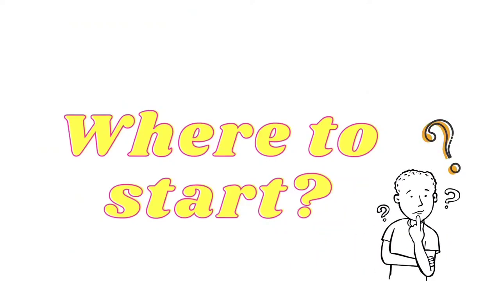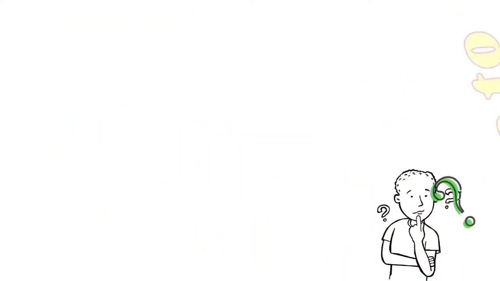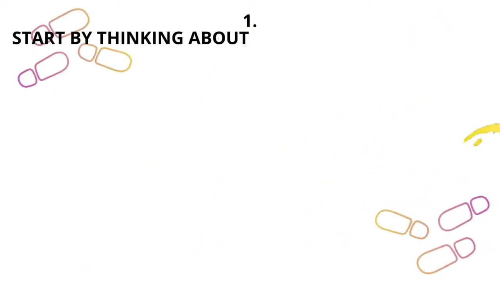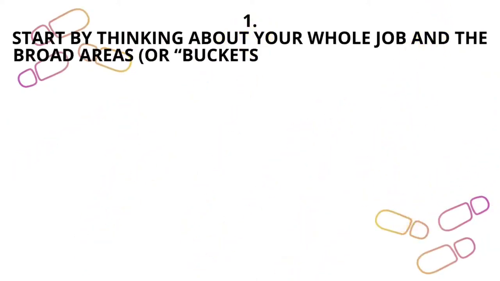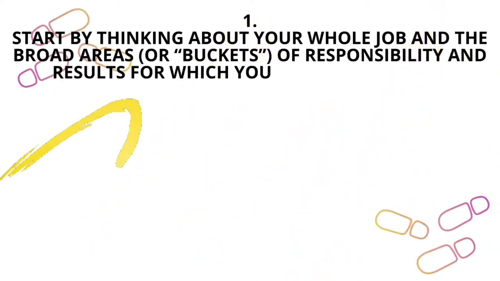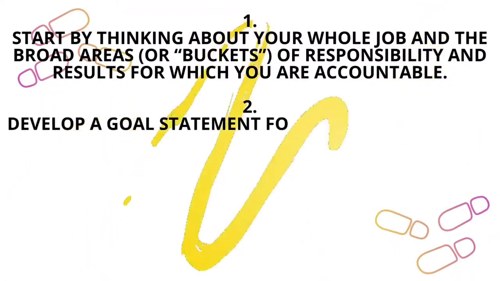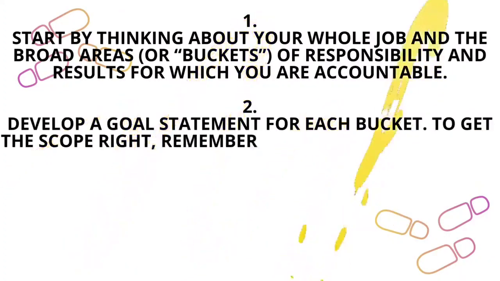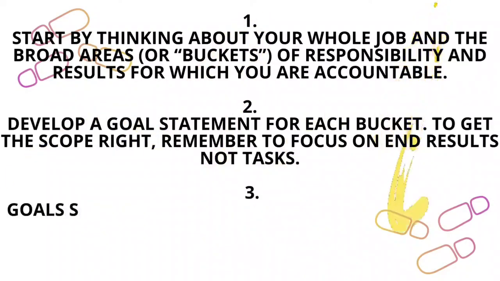Where to start? Number 1. Start by thinking about your whole job and the broad areas or buckets of responsibility and results for which you are accountable. Number 2. Develop a goal statement for each bucket. To get the scope right, remember to focus on end results, not tasks.